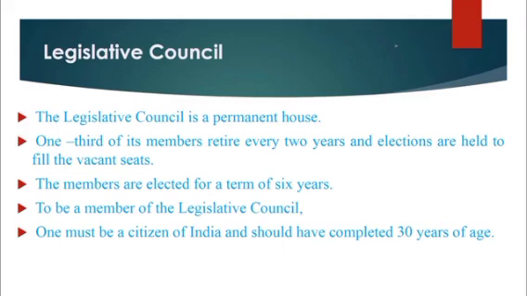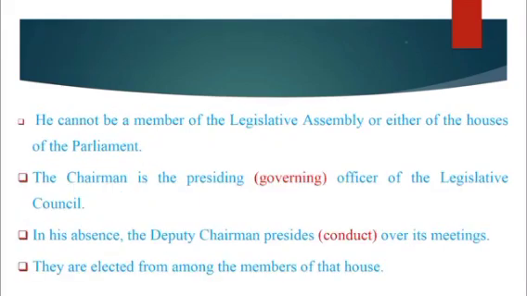To be a member of the Legislative Council, one must be a citizen of India and should have completed 30 years of age. Then he cannot be a member of the Legislative Assembly or either of the houses of the Parliament. The chairman is the presiding officer, which means governing officer, of the Legislative Council. In his absence, the deputy chairman presides, which means conducts its meetings.